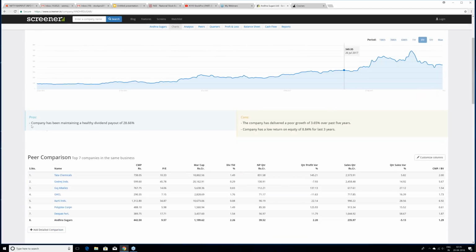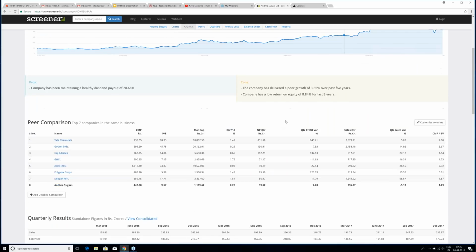Look into the company's pros and cons. You can read this. Anybody with a little understanding of investment should be able to do it. The company has been maintaining a healthy dividend payout, right? The company is giving a good dividend. That's one criteria met. Then the company has delivered poor growth and the company has low return on equity. Then let's see what the peer companies are.